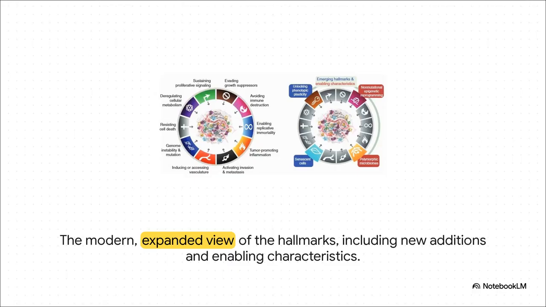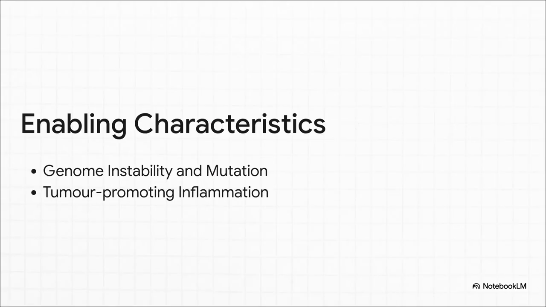It adds 2 more superpowers to the list: the ability to completely reprogram their metabolism to fuel that rapid growth, and the ability to hide from the immune system, our body's own police force. It also introduces those crucial enabling characteristics. Now, these aren't superpowers themselves. A better way to think of them is like a power-up that helps the cancer cells get all their other abilities much faster. And here they are, those 2 key enablers.